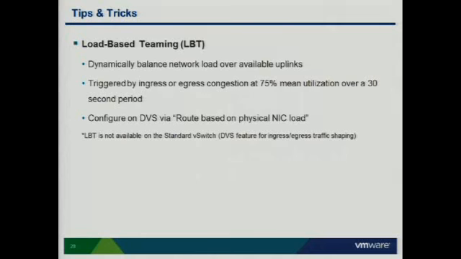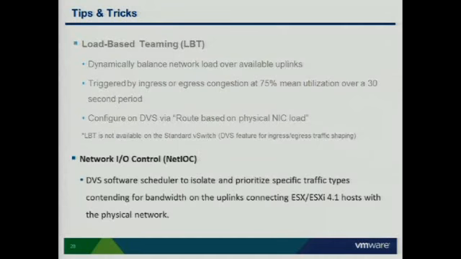Okay. All right. So if you're not aware of this, we have load-based teaming. So we can dynamically balance the network load over available uplinks. And that's basically triggered by ingress or egress congestion at a 75% mean utilization over a 30-second period. And you configure that on the DVS via route based on physical NIC load. Now keep in mind that LBT is not available on the standard vSwitch, and it's a DVS feature. We talked earlier about having the ingress and egress traffic shaping, so that's why it's a DVS feature.